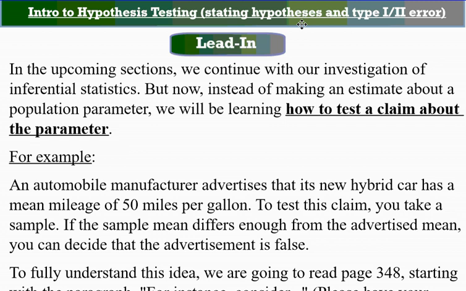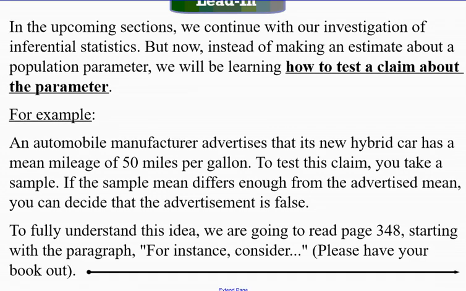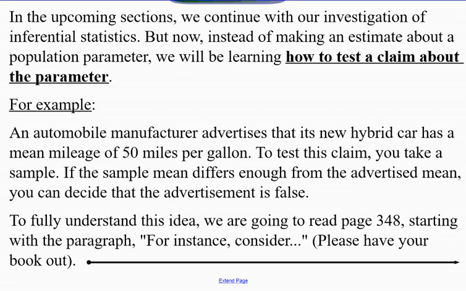In the upcoming sections, we're going to continue with our investigation of inferential statistics, making inferences based on the statistics that are provided. But now, instead of making an estimate about a population parameter, we're going to be learning how to test a claim about that parameter. For an example, let's say an automobile manufacturer advertises that its new hybrid car has an average mileage of 50 miles per gallon. To test this claim, we're going to take a sample. If the sample mean is different enough from that advertised mean, then we're going to decide whether that advertisement is false. And we're going to decide on it being true or false based on how likely it was that we obtained that value if the true average really was 50.